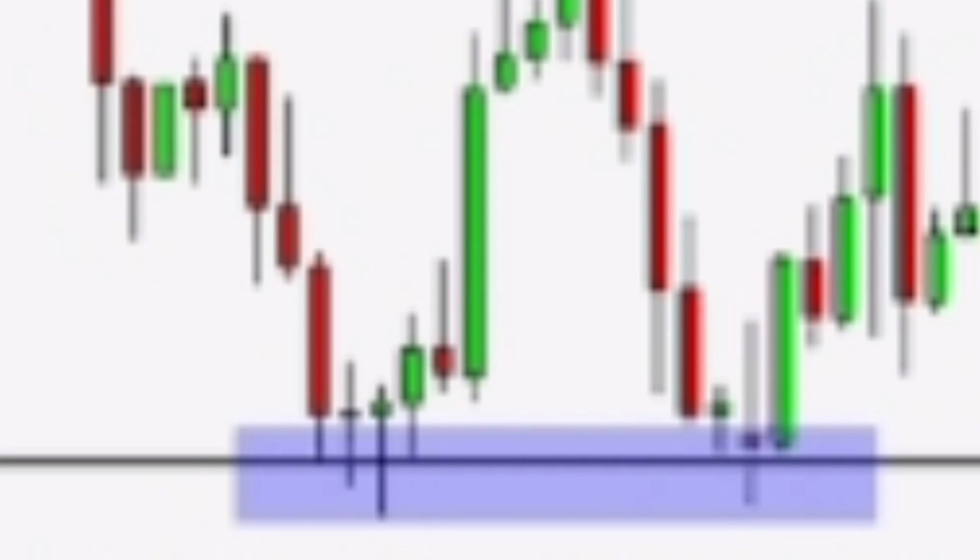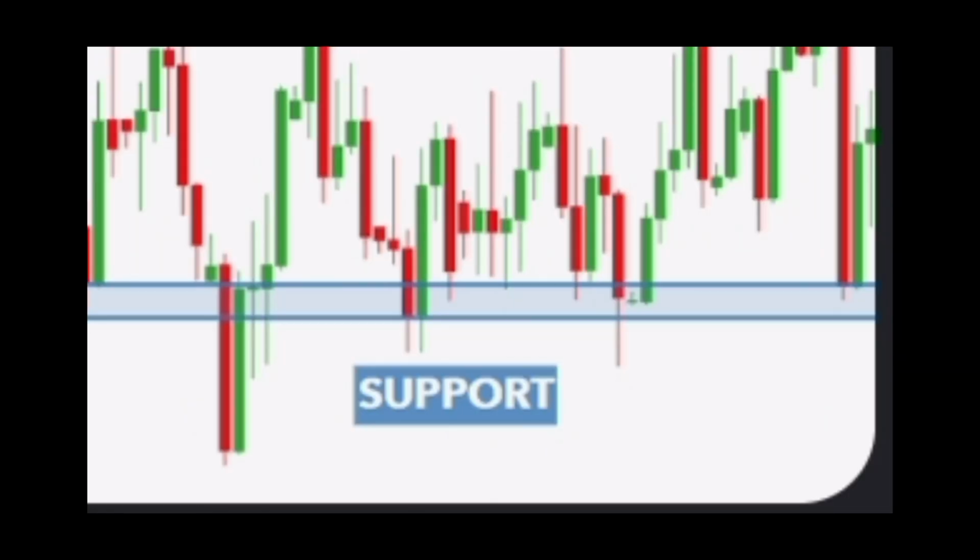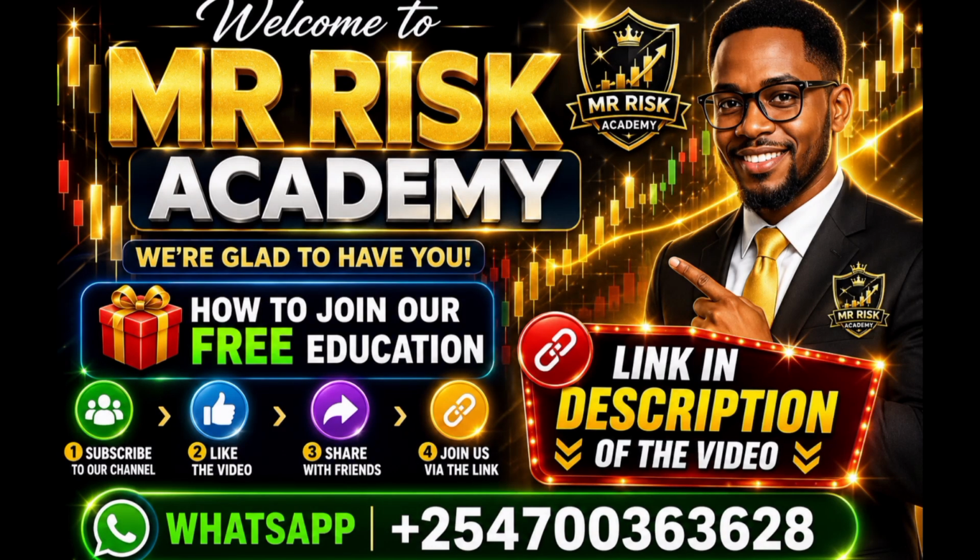When price comes back to that support area, traders watch for buying opportunities. But you don't buy immediately. You wait for confirmation: bullish candlesticks, rejection wicks, or strong bullish movement. If buyers defend the support level again, price can continue moving higher.